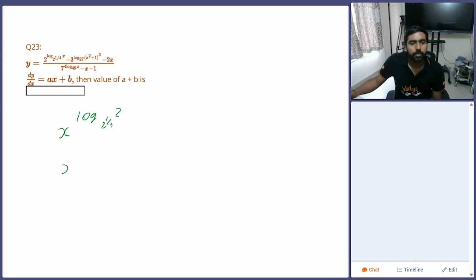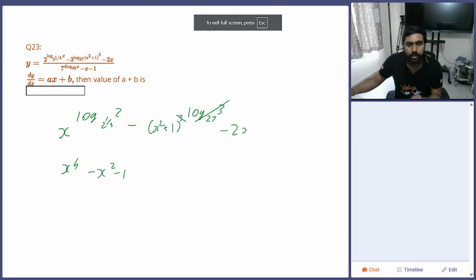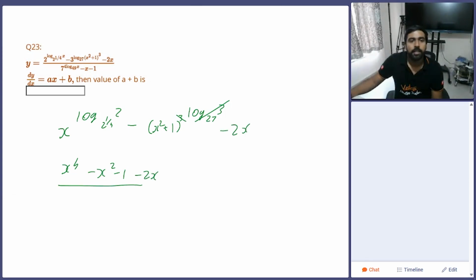log 2 power 1 by 4 to the base 2, that's equal to x power 4 minus, over here also interchange, so (x square plus 1) whole cube power log 3 to the base 27. This is power 1 by 3, so 1 by 3 and 3 will get cancelled out, so minus x square minus 1 minus 2x. Okay, numerator is simplified. Let's talk about the denominator.